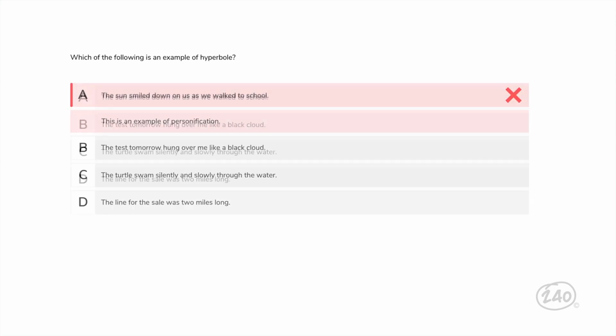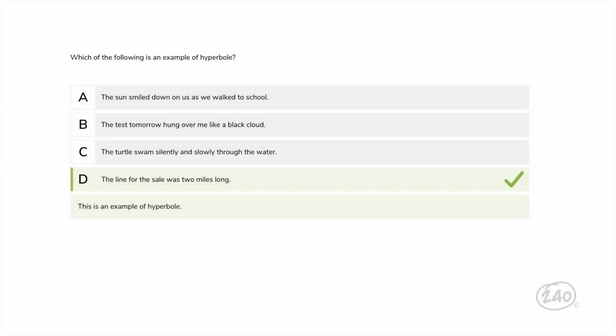Now I'm gonna go with A. That may be a mistake. The question feedback feature in the 240 app showed me that that one's actually an example of personification. This is actually the correct answer. Hyperbole is exaggeration. Remember when I said I might have a question about subject-verb agreement?